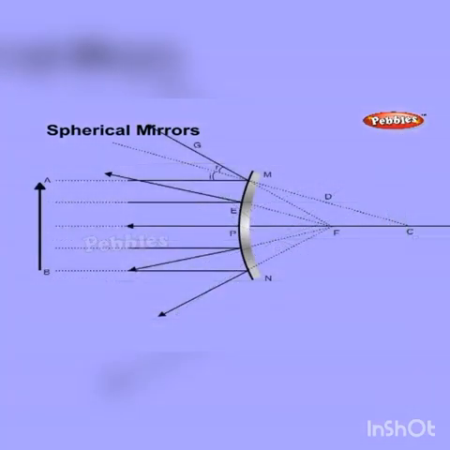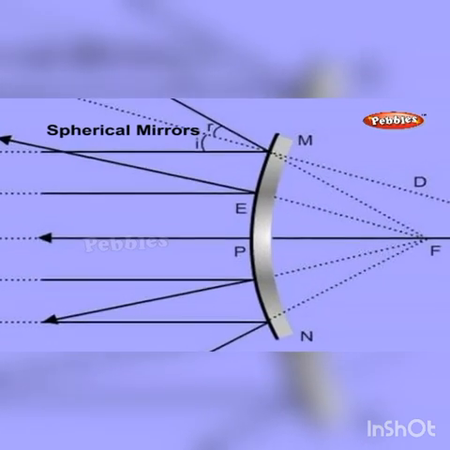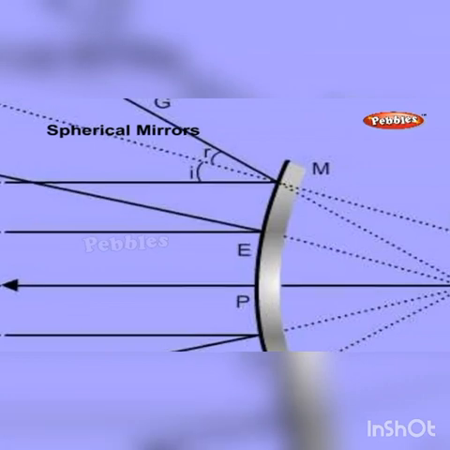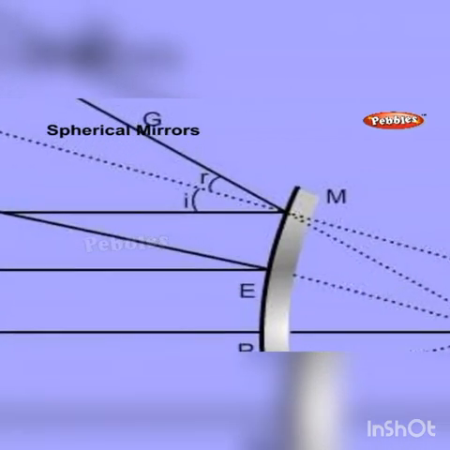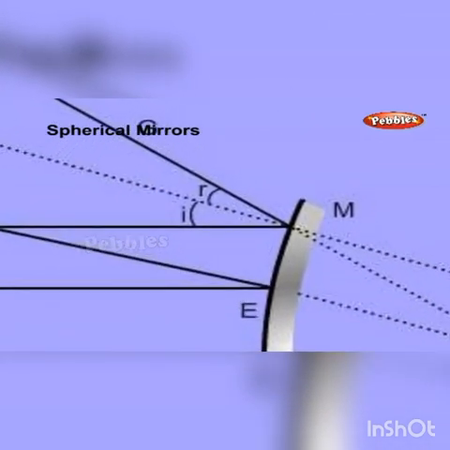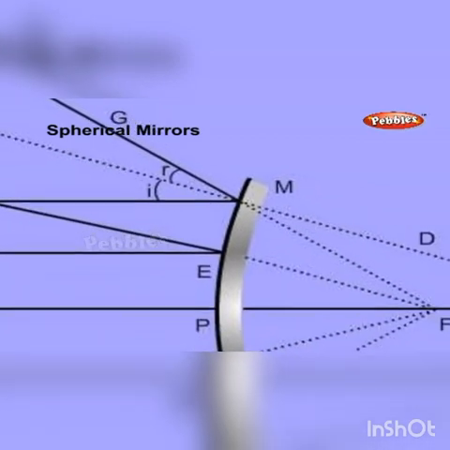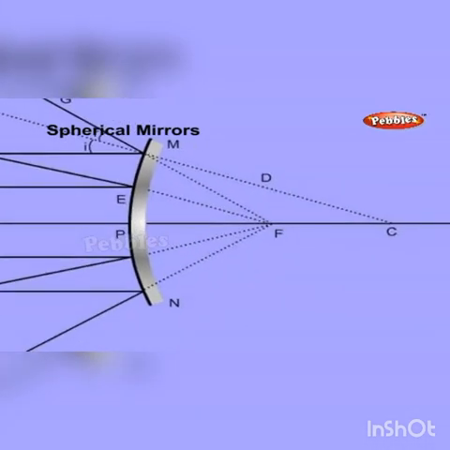However, it lies behind the mirror in case of a convex mirror. The radius of the sphere of which the reflecting surface of a spherical mirror forms a part is called the radius of curvature of the mirror. It is represented by the letter R. You may note that the distance PC is equal to the radius of curvature.